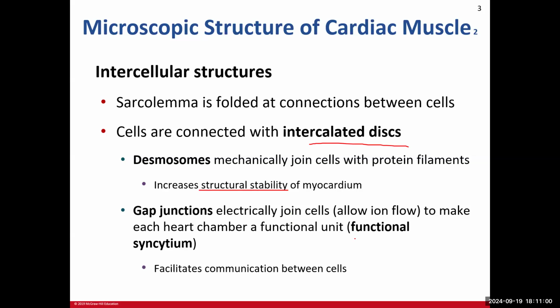And so that brings us to this phenomenon here called the functional syncytium, and this allows each chamber of the heart to essentially contract at the same time. So the top part of the right ventricle and the bottom part of the right ventricle will essentially contract at the same time due to these intercalated discs, which is good. You saw in that heart contraction video, we saw the atria contract at the same time and the ventricles contract at the same time.